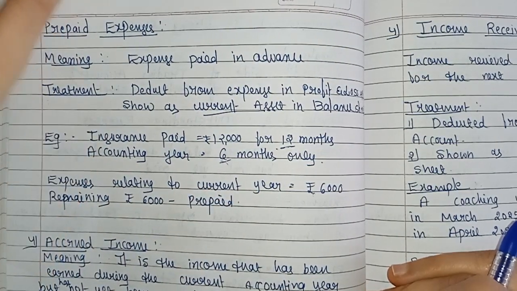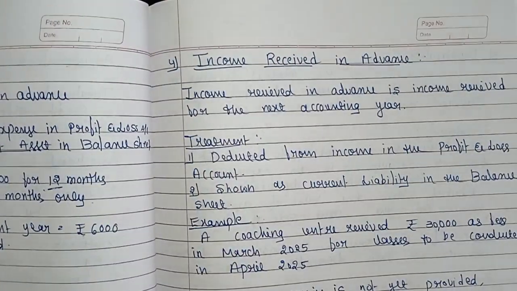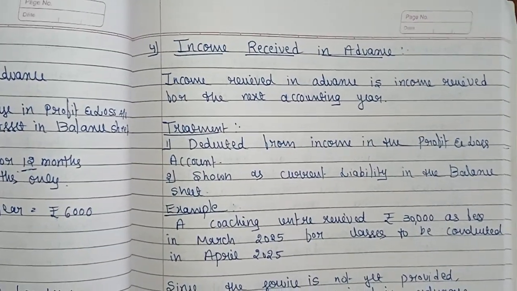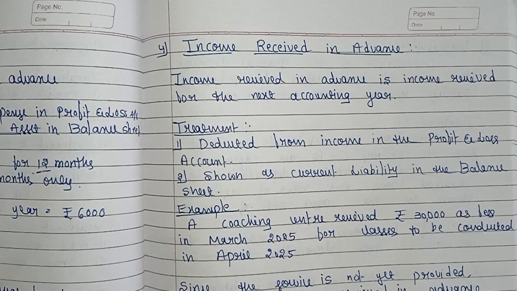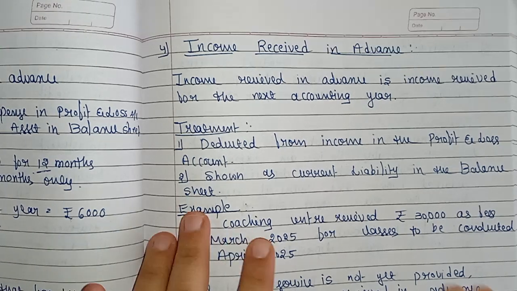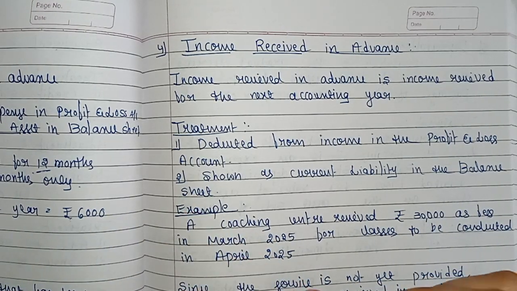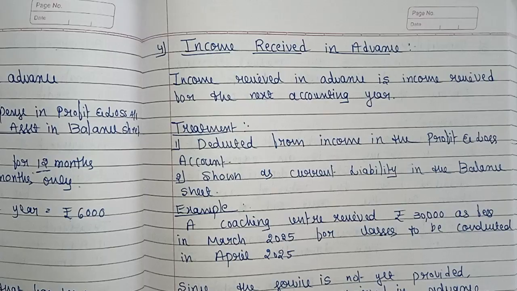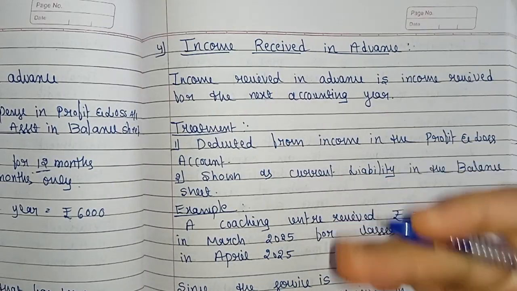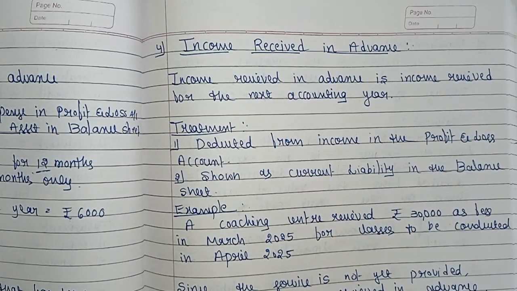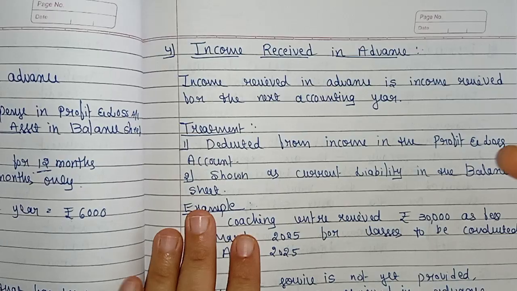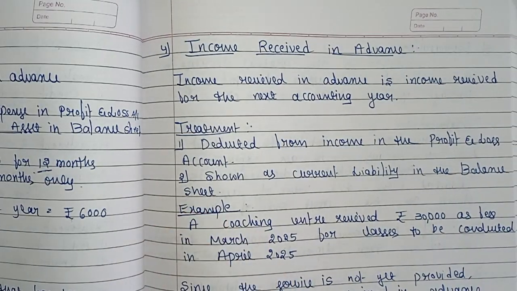So now our fourth adjustment, that is income received in advance. It means what? The income received in advance means the income that is received for the next accounting year. Clear? So what is the treatment?